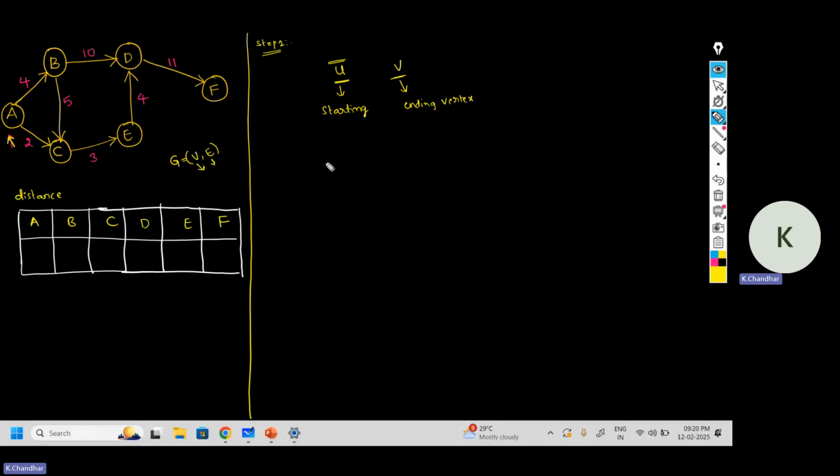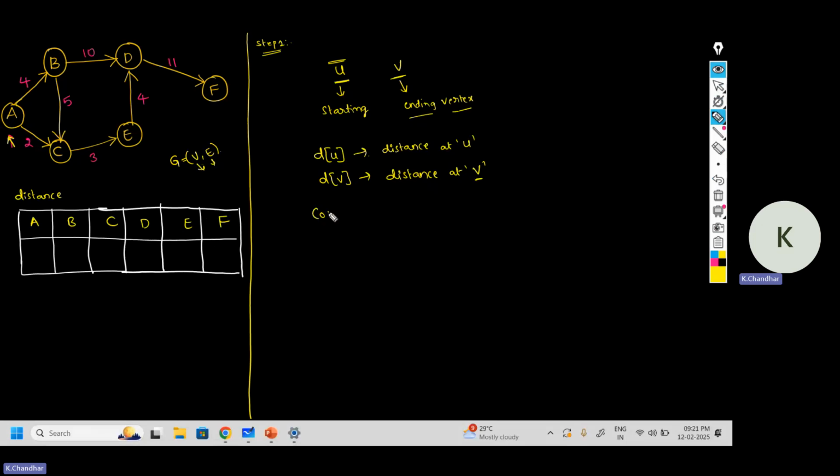These are the two notations. And I am going to represent D of U, which represents the distance at U, and D of V, which represents the distance at vertex V. What is V? The ending vertex, or the vertex which we are visiting.